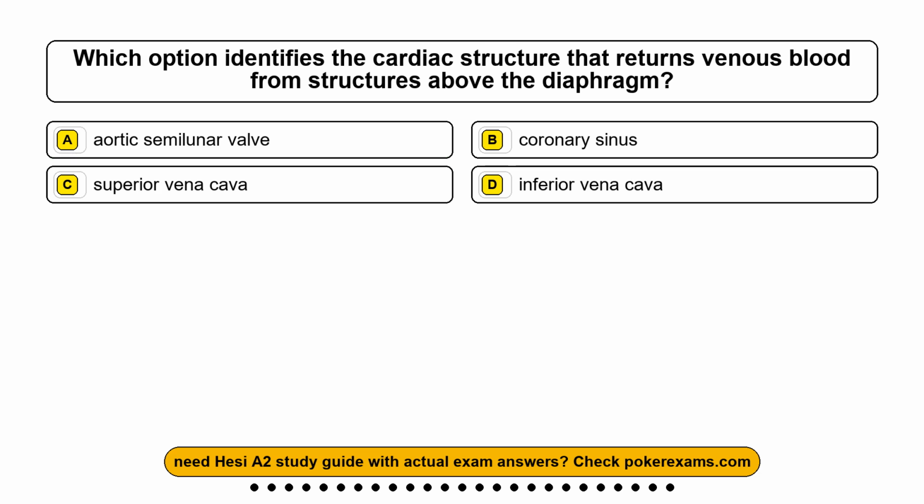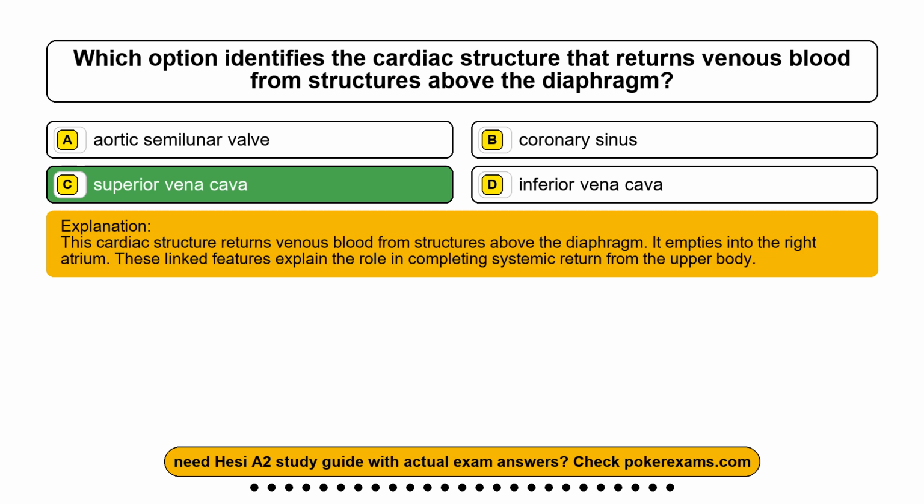Question 23. Which option identifies the cardiac structure that returns venous blood from structures above the diaphragm? Option A, aortic semilunar valve. Option B, coronary sinus. Option C, superior vena cava. Option D, inferior vena cava. The correct answer is option C, superior vena cava.